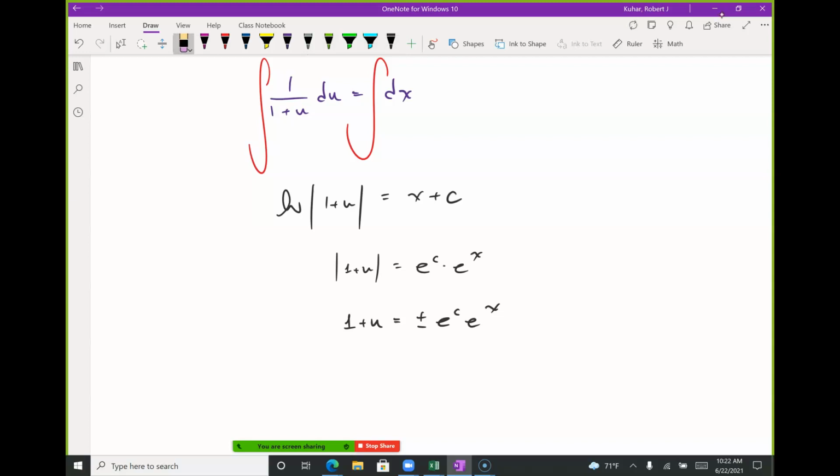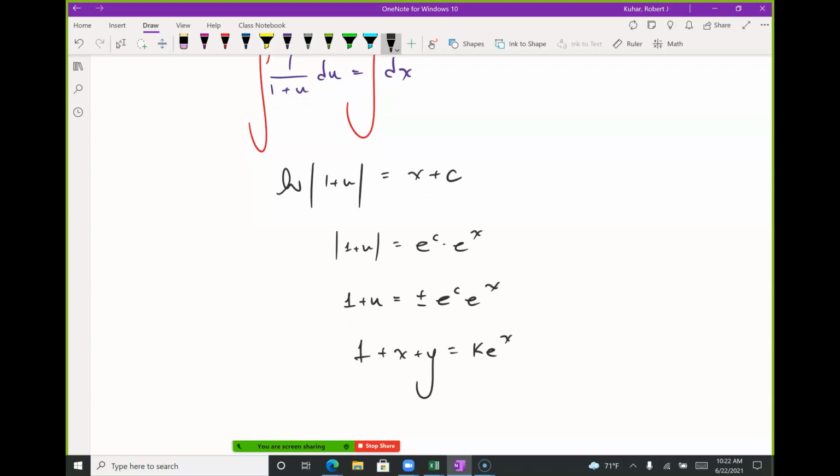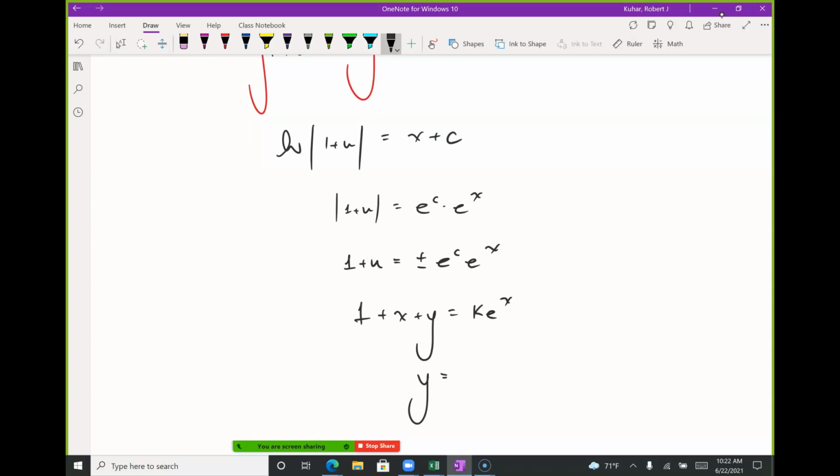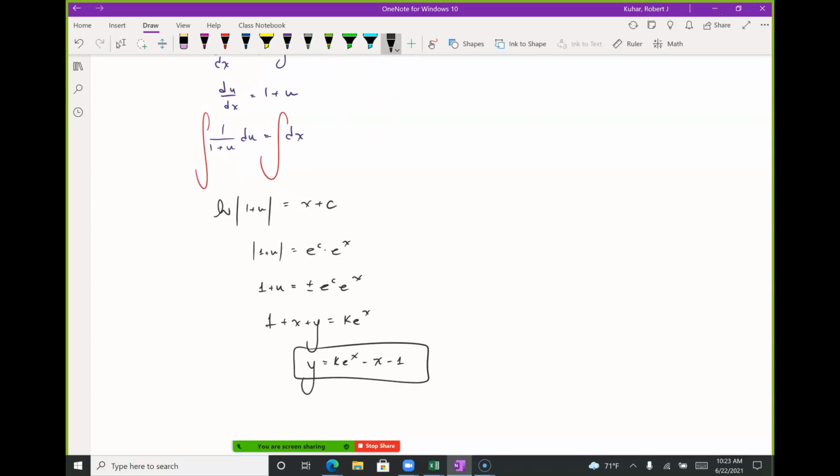And what is u? It's x plus y, right? So 1 plus x plus y equals k e to the x. And it looks like I'm moving the x and the 1 over. So y equals k e to the x minus x minus 1. There's my general solution, the family of solutions with values of k. K is a positive number, k is a negative number, k is 0.